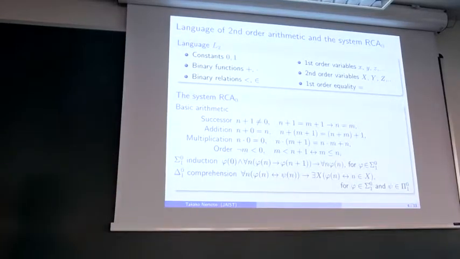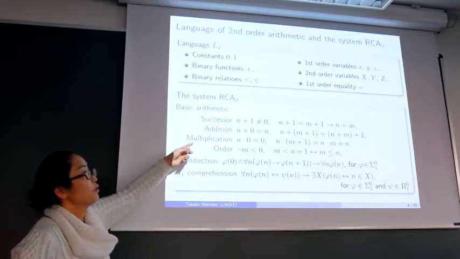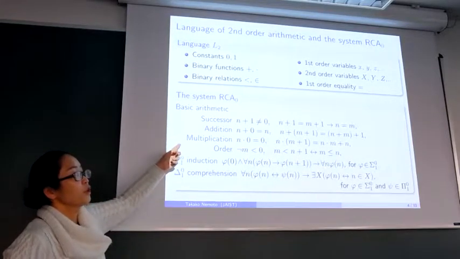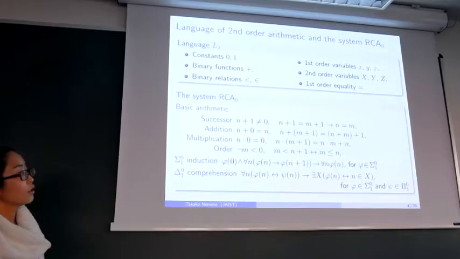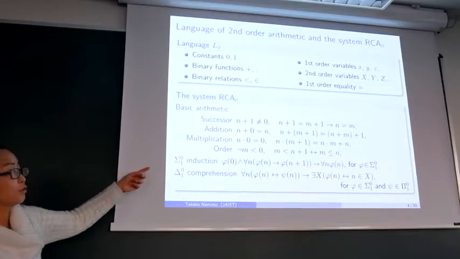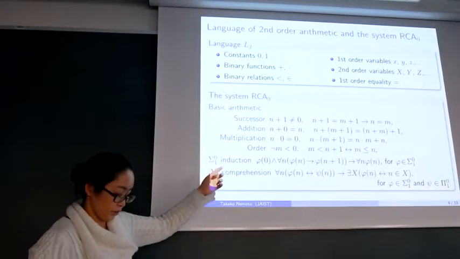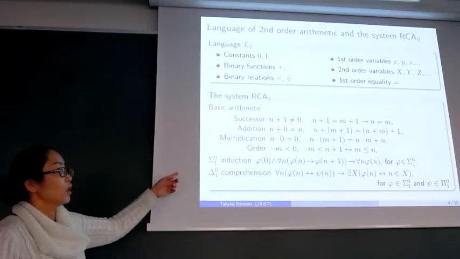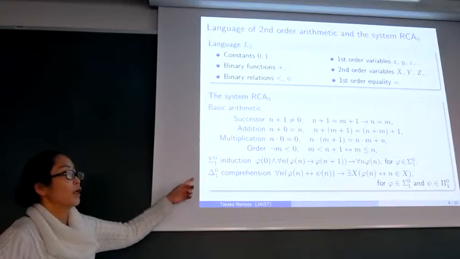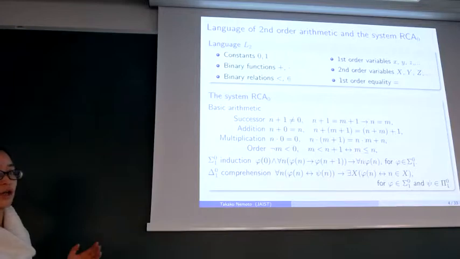The axioms of the system RCA0 are very simple. Just normal basic arithmetic, successor, addition, multiplication, and order, and it consists of Sigma 0 1 induction. That is an induction principle, but not full induction, restricted to the class Sigma 0 1. I will explain this later. It also has a set comprehension axiom called Delta 0 1 comprehension. That is, roughly speaking, we have sets which are recursively defined.